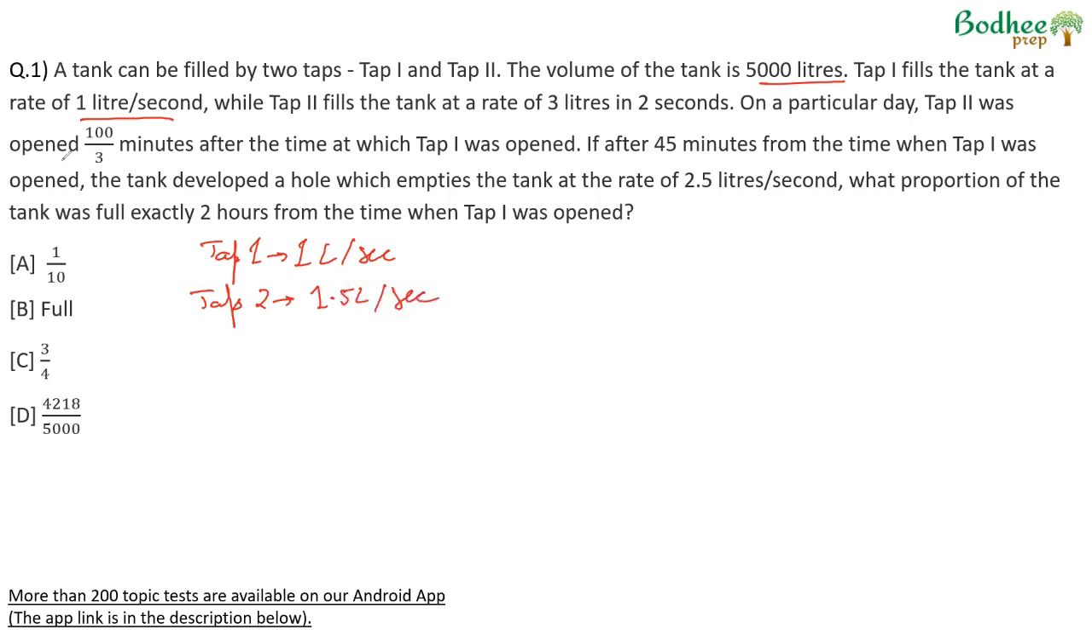On a particular day, tap 2 was opened 100 by 3 minutes after tap 1 was opened. So for the first 100 by 3 minutes, tap 1 is working. At this point, tap 2 is opened.